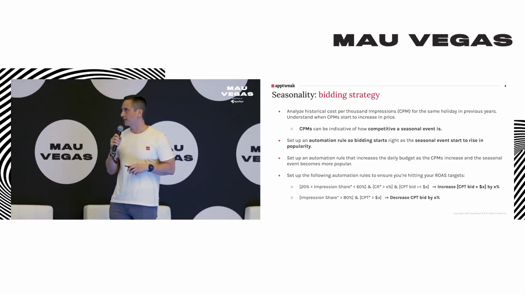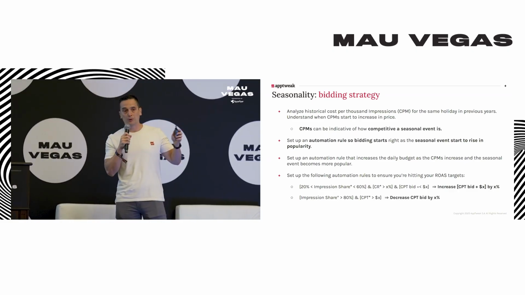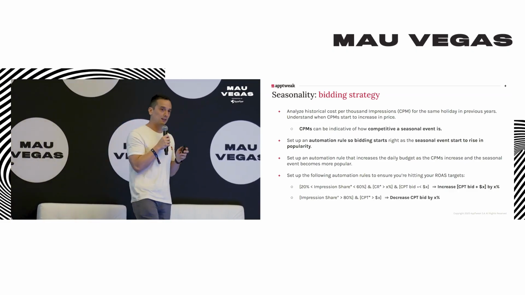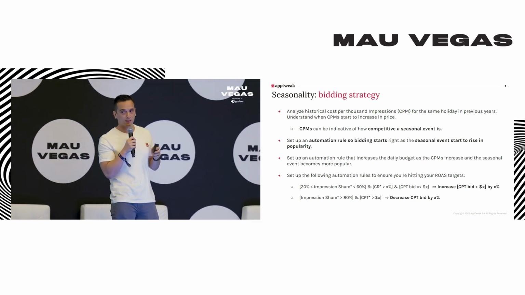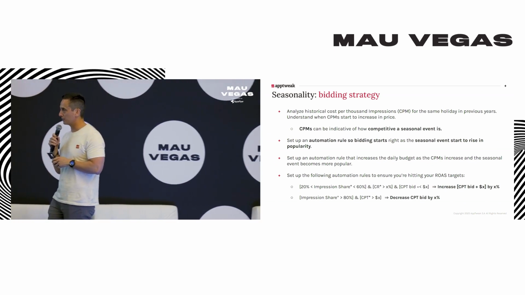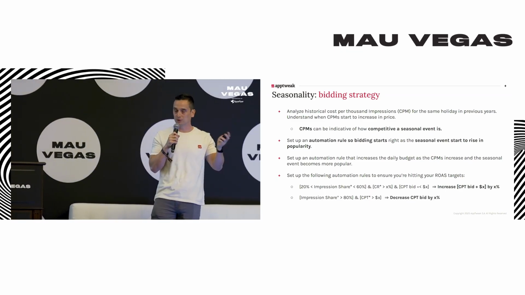The second rule will say, as the CPMs increase and as the event becomes more and more popular, I'm going to be consistently increasing my daily budget. But if we're going to be consistently increasing our daily budget during a seasonal time, we have to be sure we're hitting our return on ad spend goals. And I'm going to use these next two rules in combination with the other two rules to do just that.